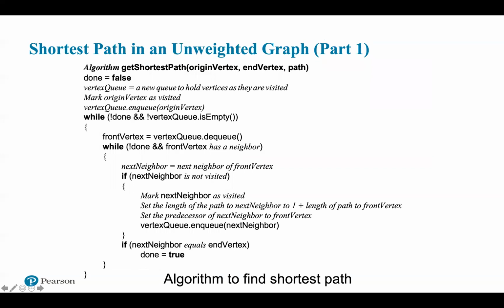So let's talk about an algorithm that we could use. The following algorithm finds the shortest path in an unweighted graph between the vertices origin vertex and end vertex. Like the breadth-first traversal in segment 29.12, the algorithm uses a queue to hold the vertices as they are visited. It then uses the given, initially empty stack path to construct the shortest path. When the algorithm ends, the stack path contains the vertices along the shortest path, with the origin at the top of the stack. The value returned is the length of the shortest path.